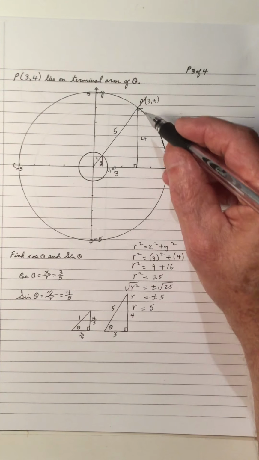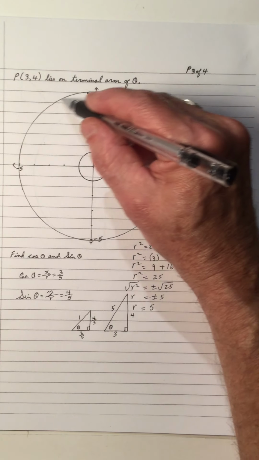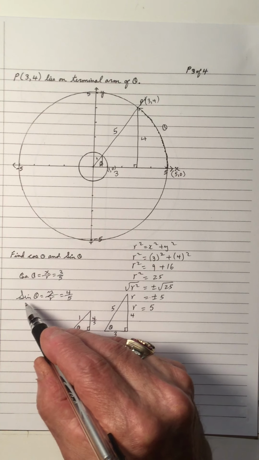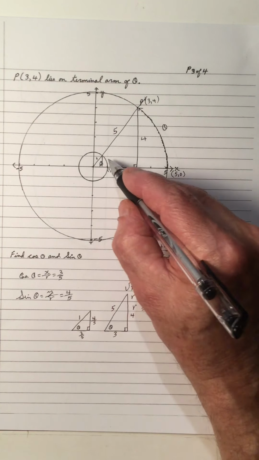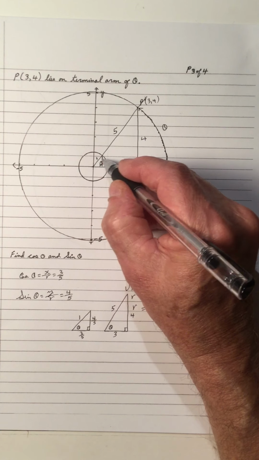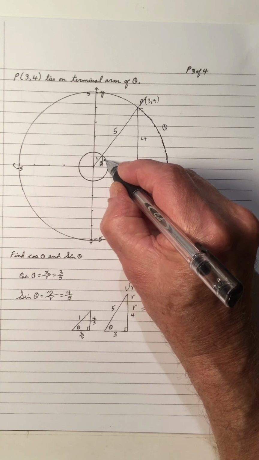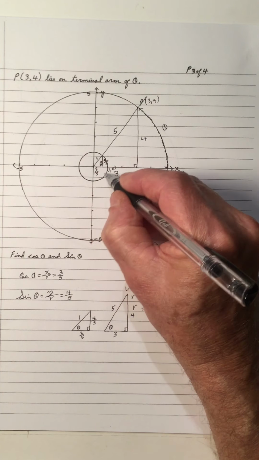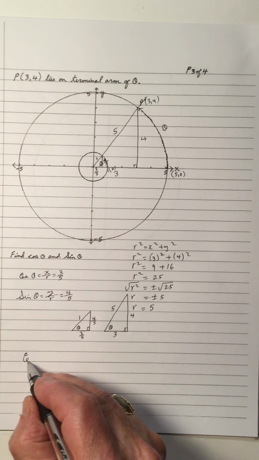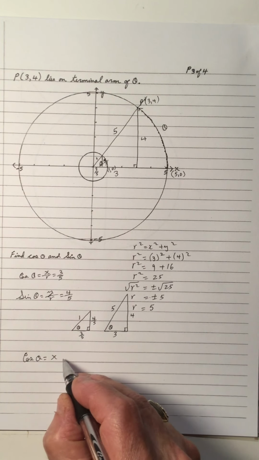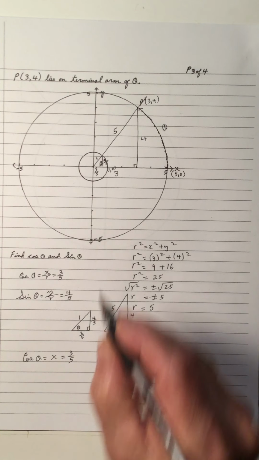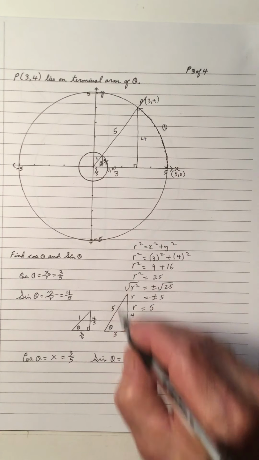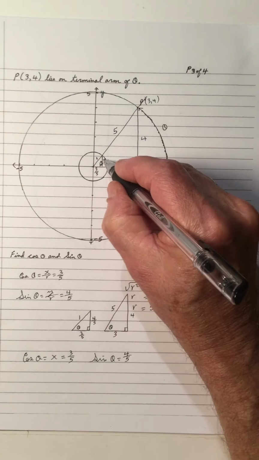And notice, again, on this big circle, the cosine is the x over the r. Sine is the y over the r. But on the unit circle whose radius is 1, this is 4 over 5, and this is 3 over 5. So on the unit circle, the cosine of theta is the x, which is 3/5. And the sine of theta on the unit circle is the y, 4 over 5.